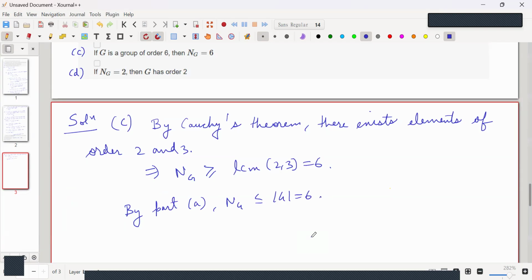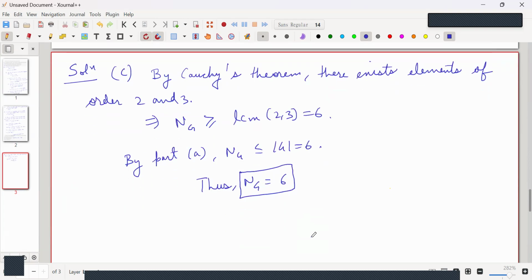Thus Ng has to be 6. And in this particular example, you can also verify it by taking the groups. So, how many non-isomorphic groups of order 6 are there?